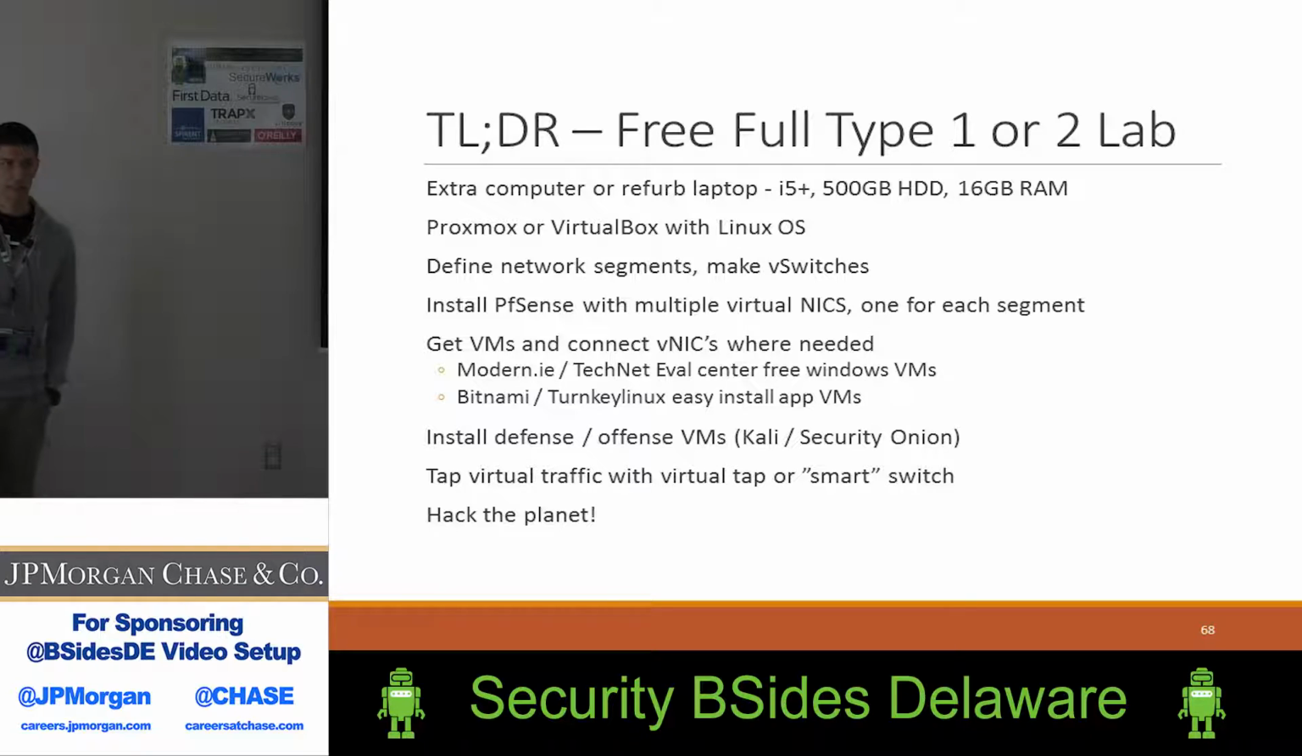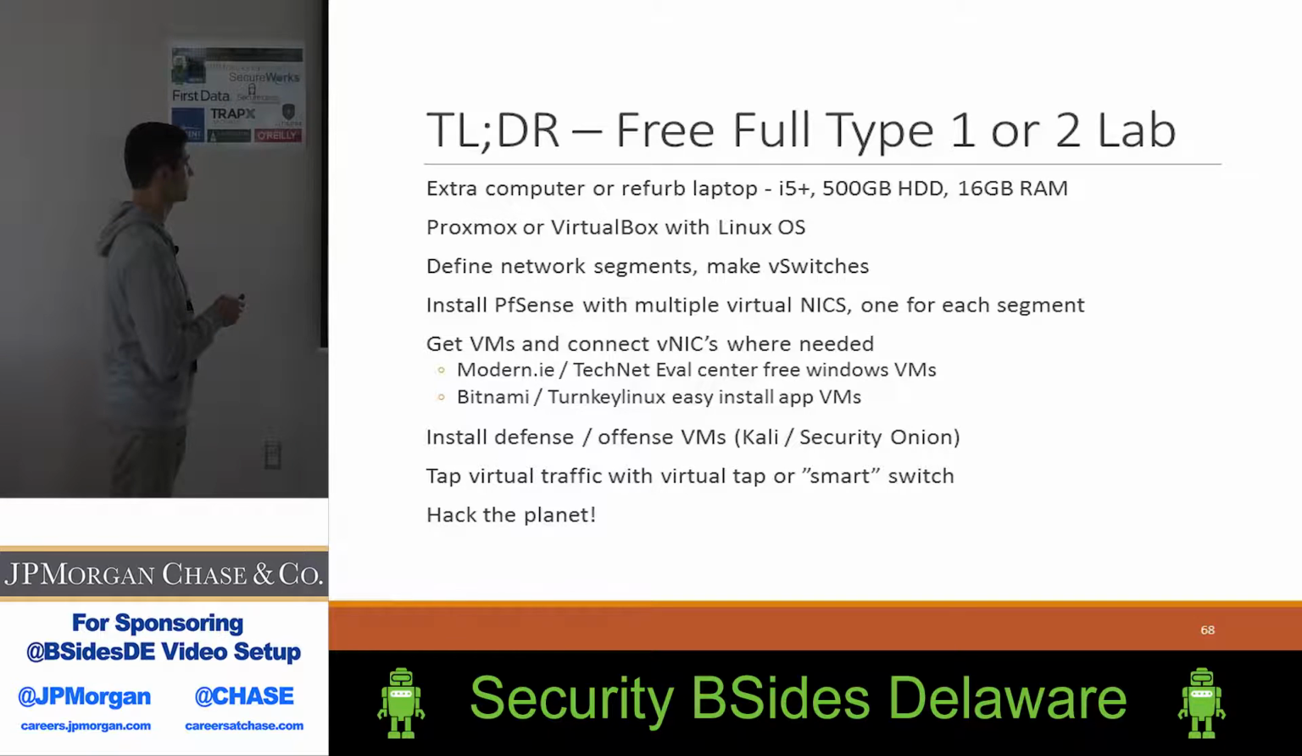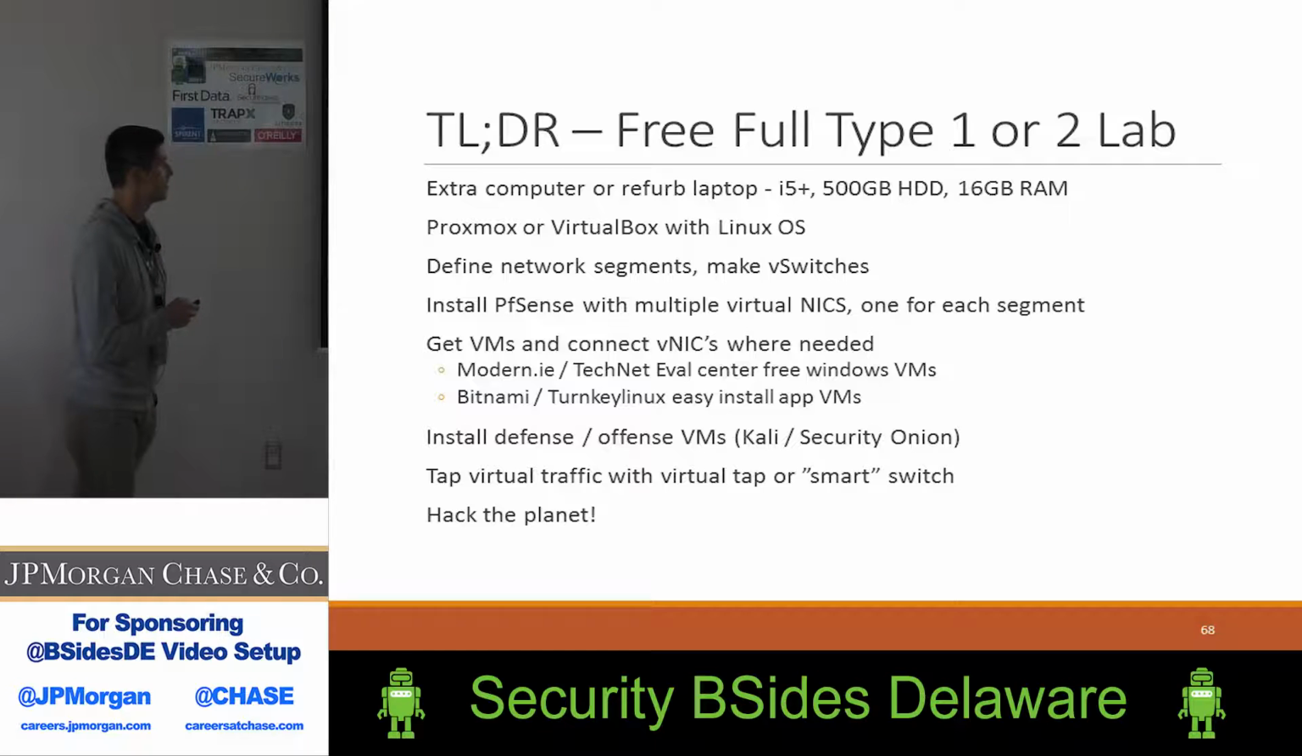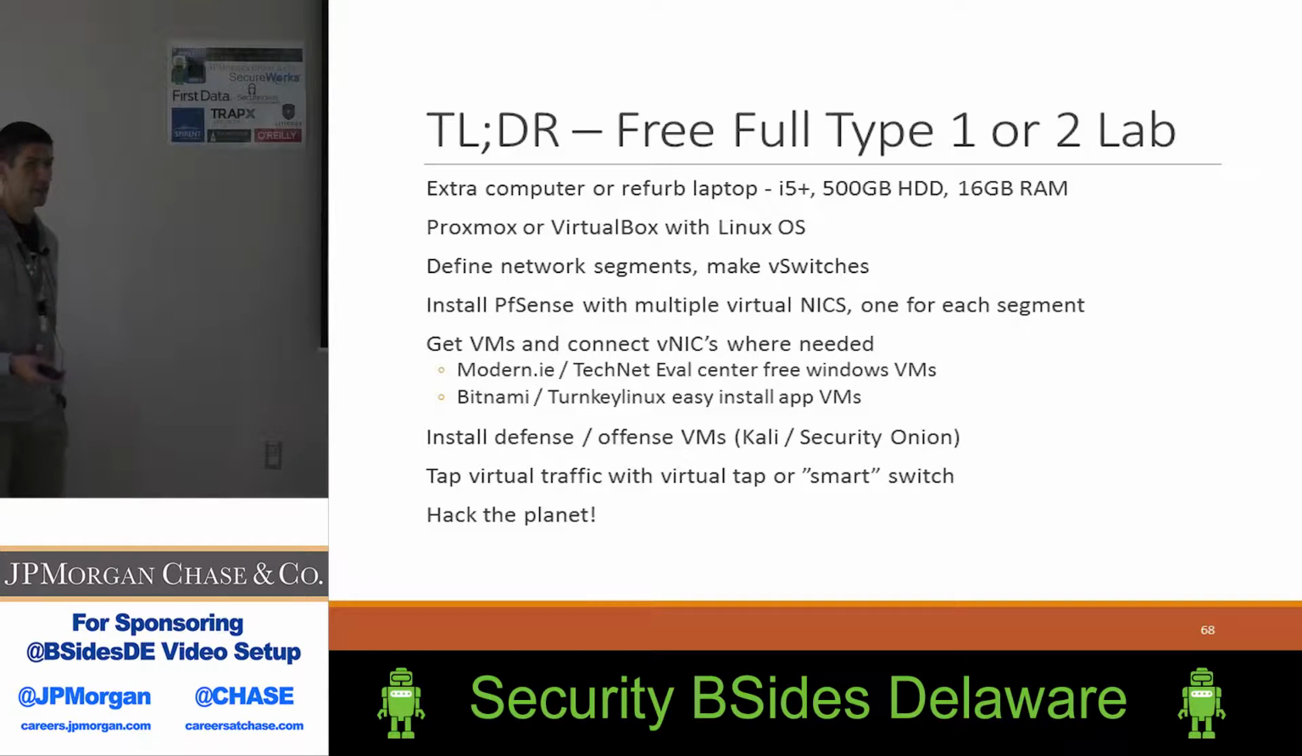All right, so the TLDR, in case you started daydreaming, here's all of it on one slide, for free with as little hardware as possible. Get your extra computer with an i5, 16 gigs of RAM, 500 gigs hard drive, put on Proxmox or VirtualBox depending on the type of computer it is, define your network segments and your switches, connect them all up, install pfSense as a router, get your VMs and connect the virtual NICs where needed. Get your Windows VMs from Modern IE, TechNet Eval, your Linux from Bitnami and Turnkey Linux.